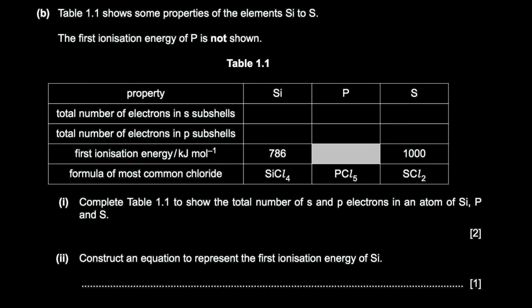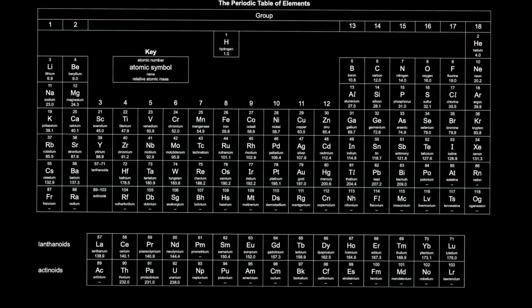Table 1.1 shows some properties of the elements silicon to sulfur. The first ionization energy of phosphorus is not shown. Complete table 1.1 to show the total number of s and p electrons in an atom of silicon, phosphorus and sulfur. So if you look at the periodic table, what's the electronic configuration of silicon? Silicon is 1s2, 2s2, 2p6, and then 3s2, and then 3p2, right? Phosphorus is 3p3, and then sulfur is 3p4, okay?